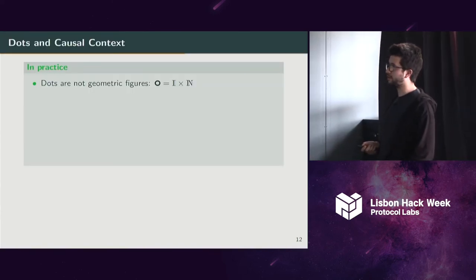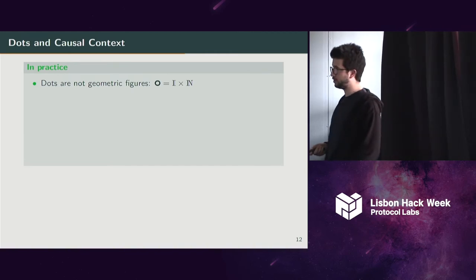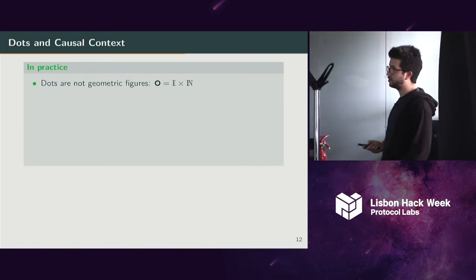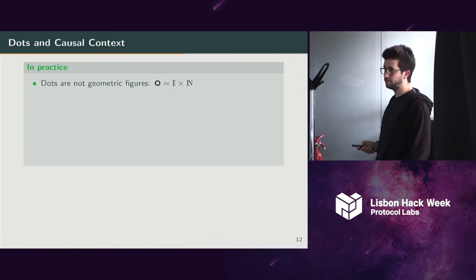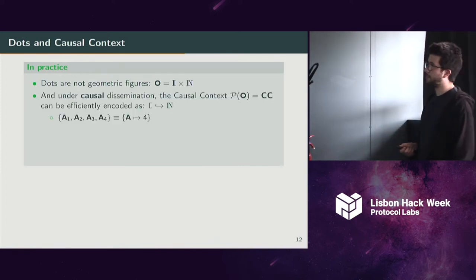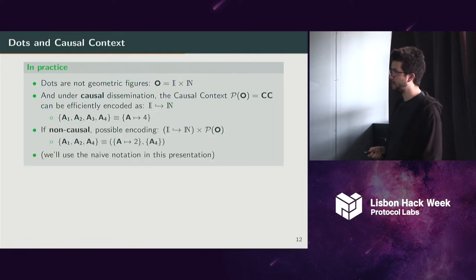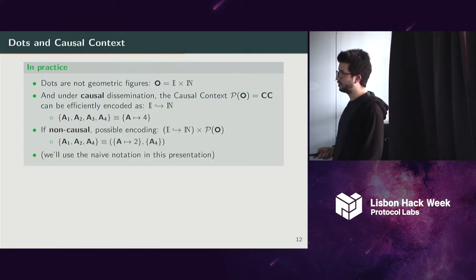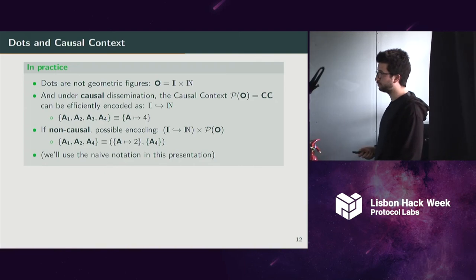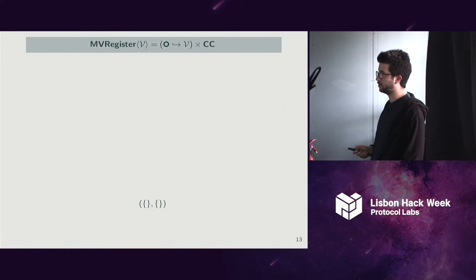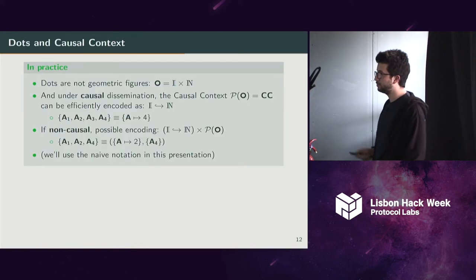In practice, these dots are not geometric figures, as you might have guessed. They are actually a pair of a replica identifier and a sequence number. And if we have causal dissemination, this causal context, which I'll call CC from now on, can be encoded as a vector. And if you don't have that, there are still possible encodings that you can do. But I'll keep the naive notation, so I'll just keep doing this.